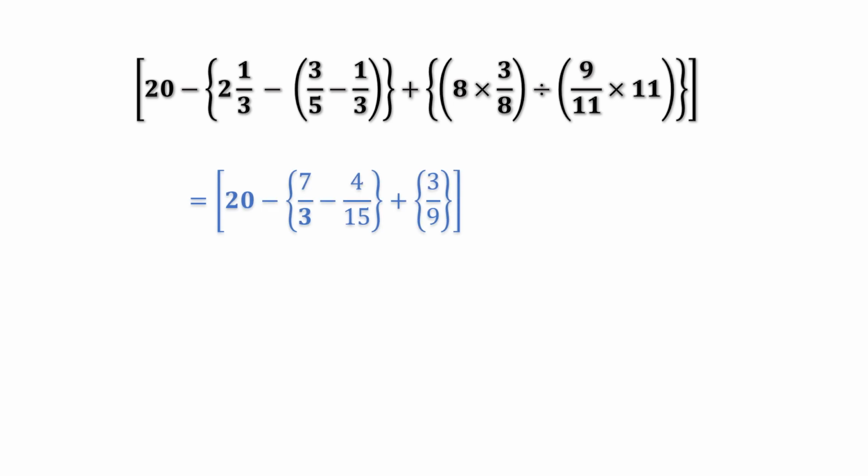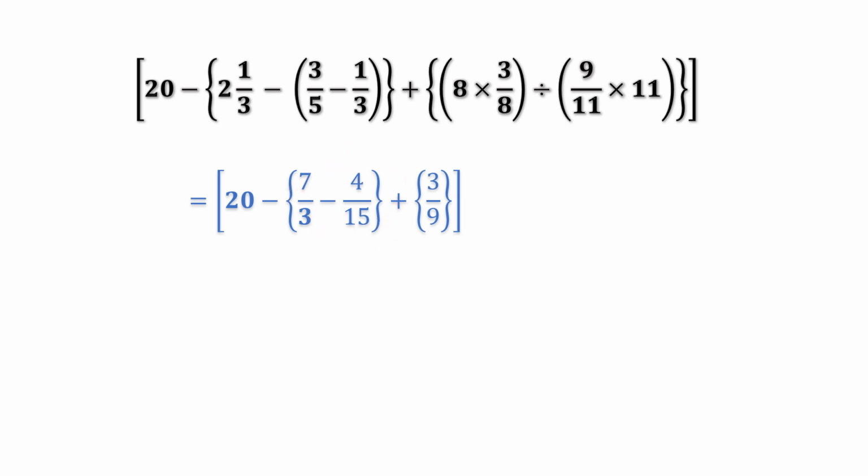Now we have this line. What to do? Now we will be doing the operations in the second bracket. So this is the first second bracket from our left side. We have two second brackets. So first, in this second bracket we have fraction subtraction.